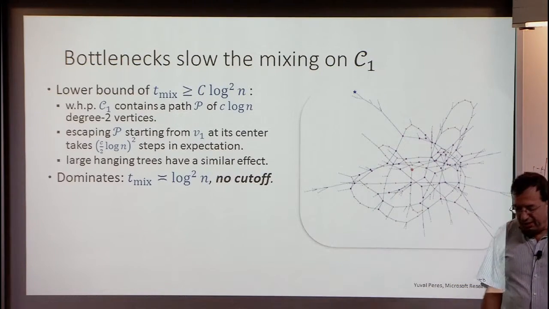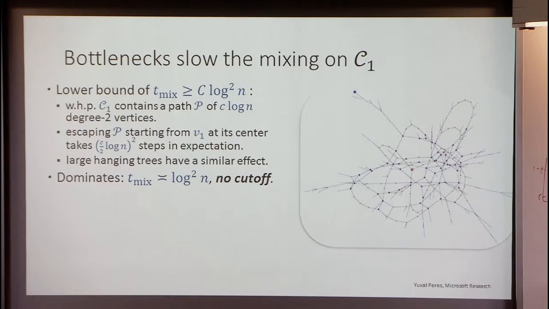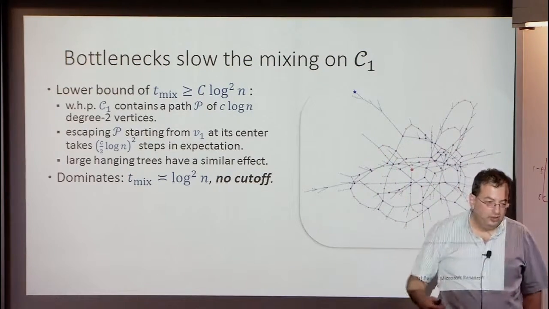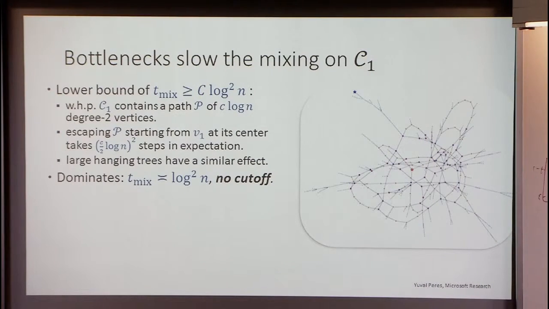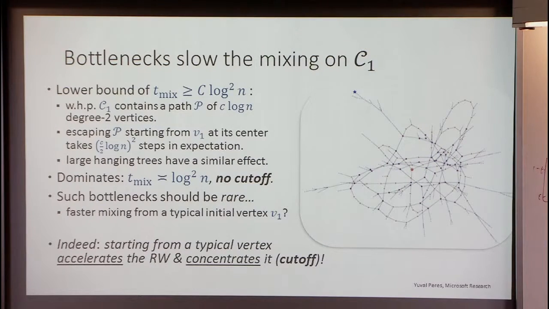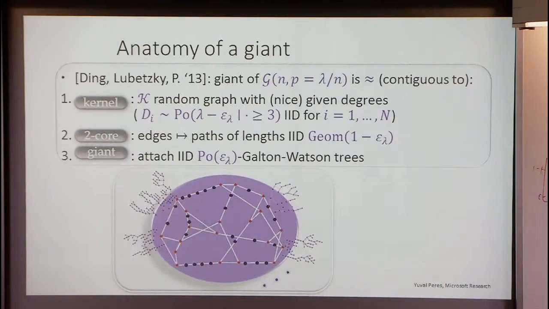So the mixing time is order log squared n, and there's no cutoff because the mixing time is dominated by random walk on a path, and there's no cutoff there. It could take an arbitrarily large constant times log squared n. So what we find in this case is you get a more interesting behavior when you start from a typical vertex as opposed to from this worst case.